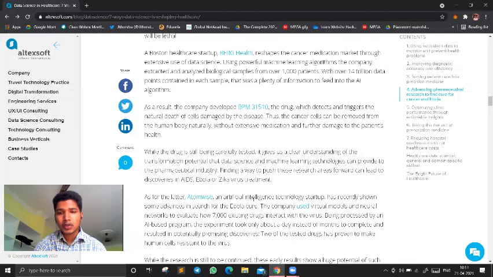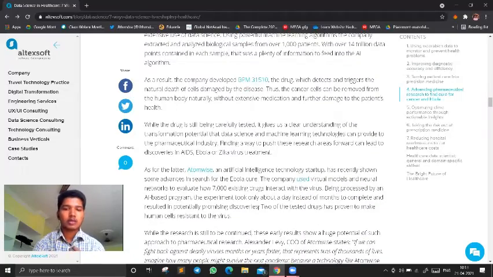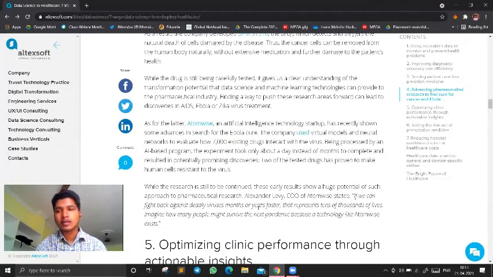And also, if you see here, Atomwise, an artificial intelligence technology startup, has recently shown some advances in the search for an Ebola cure. Means they already started it. So this is working in real life also. So data science plays a major role in this healthcare sector.